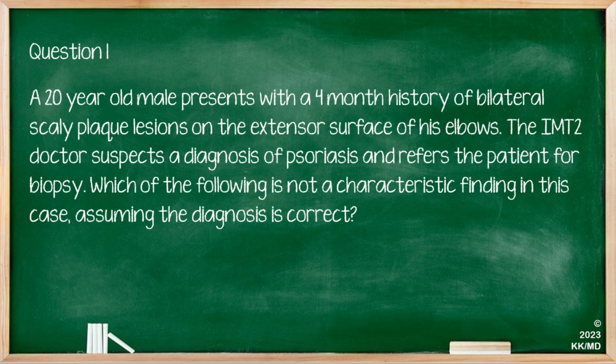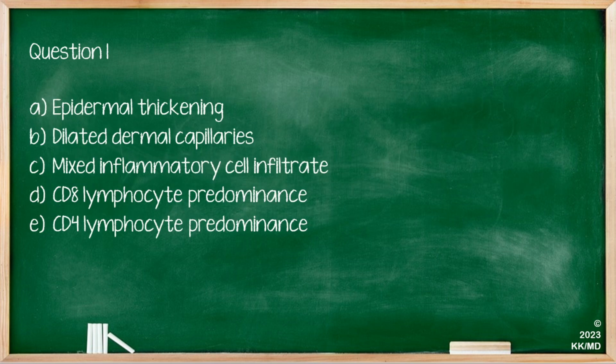So let's try a question. A 20-year-old male presents with a 4 months history of bilateral scaly plaque lesions on the extensor surface of his elbows. The IMT2 doctor suspects a diagnosis of psoriasis and refers the patient for biopsy. Which of the following is not a characteristic finding in this case, assuming the diagnosis is correct? So our options are epidermal thickening, dilated dermal capillaries, mixed inflammatory cell infiltrate, CD8 lymphocyte predominance, and CD4 lymphocyte predominance.